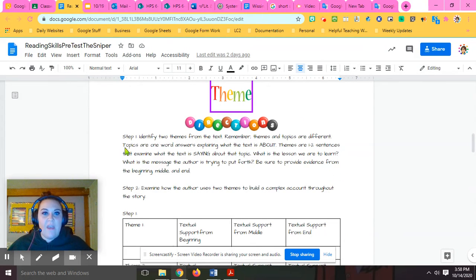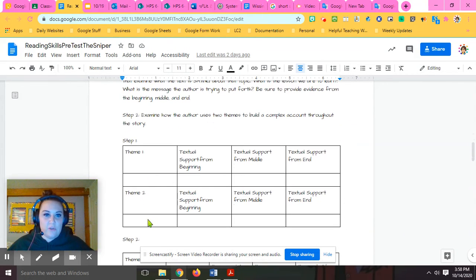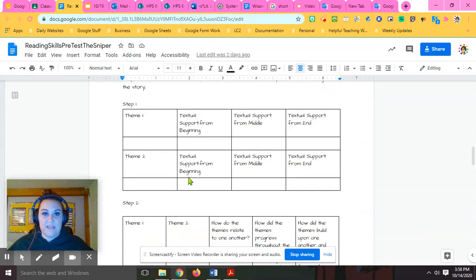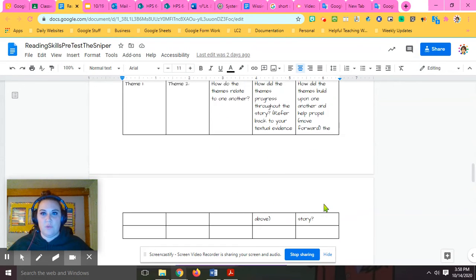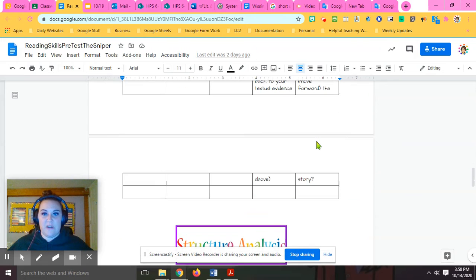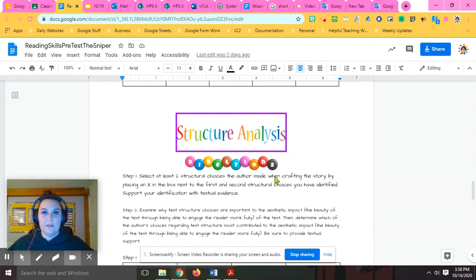Here we go. First things first is to identify the 2 themes. You write them right here. And then you need to textually support both from the beginning, from the middle, and the end. Remember, theme is not a one-word answer. What is the lesson about that topic? And then after you're done with that, in step 2, you answer these questions: how they relate to one another, how they progressed, and how did they build upon one another to help the story overall.